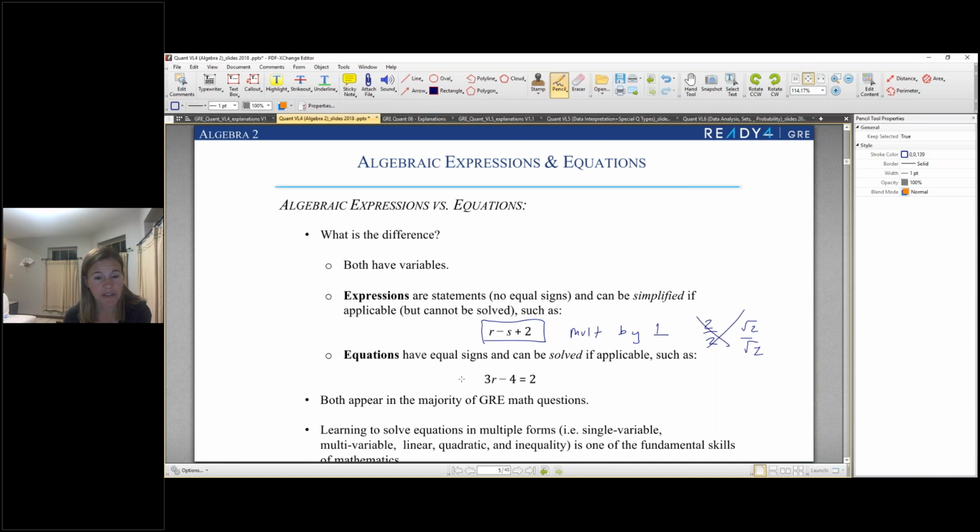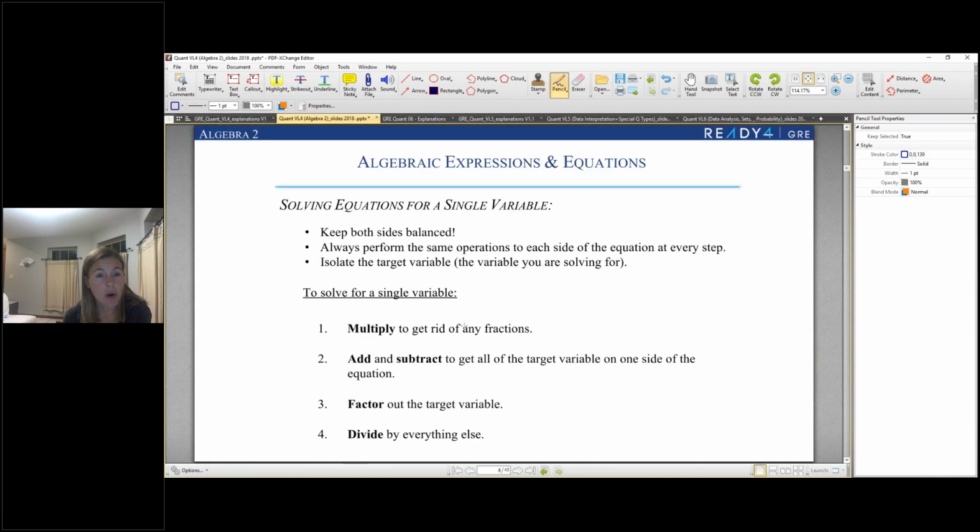And this is where the rules of algebra work. This is awesome because you can do pretty much anything to this equation as long as you do it to both sides. You can multiply by things, divide by things, whatever you want to do, as long as you do it to both sides. The order in which you solve an equation: you try to get rid of any fractions, you add or subtract everything you can to get the target variable on one side, then you factor out the target variable, then you divide by everything else. Essentially, you work from the outside in to isolate a variable.